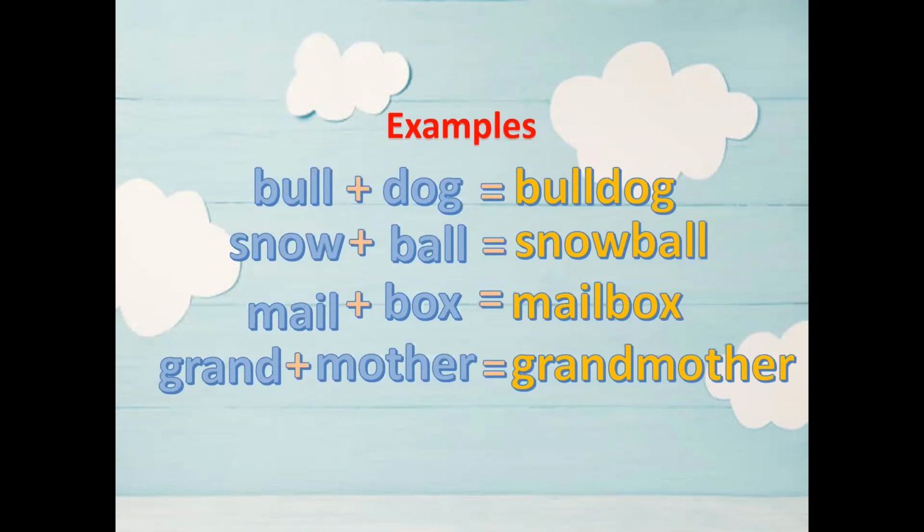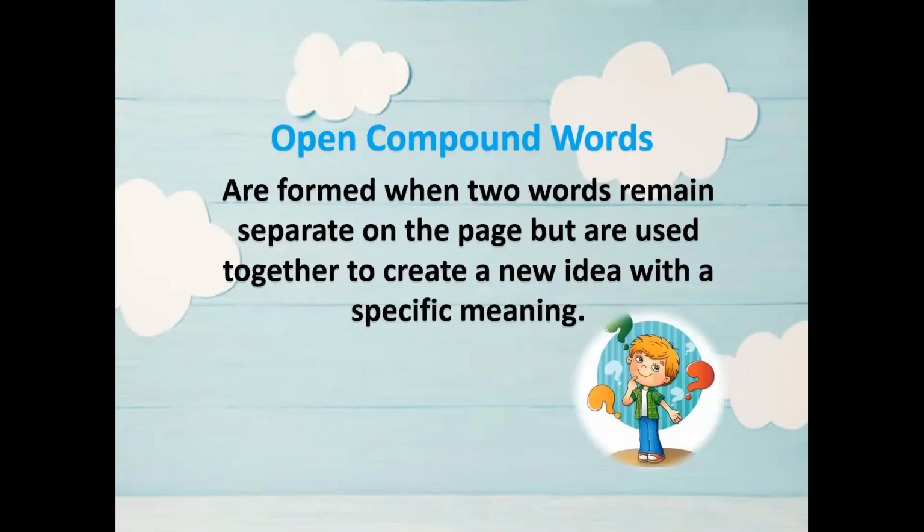Okay, but in this case, a closed compound word, we put the two words together without any space, and we place it together. And we have one example, mailbox, so a compound word. Remember, two words that are put together and we create a new one with its own meaning. It's the difference between the closed and the open compound words.